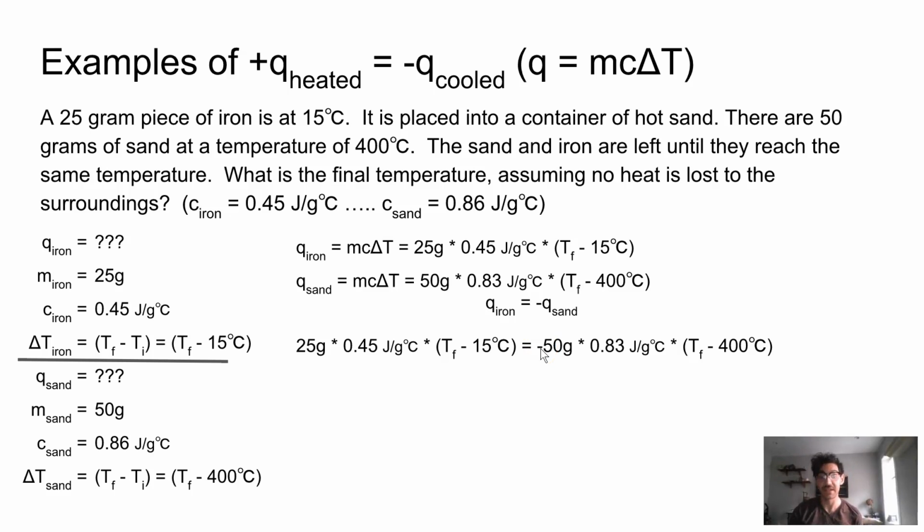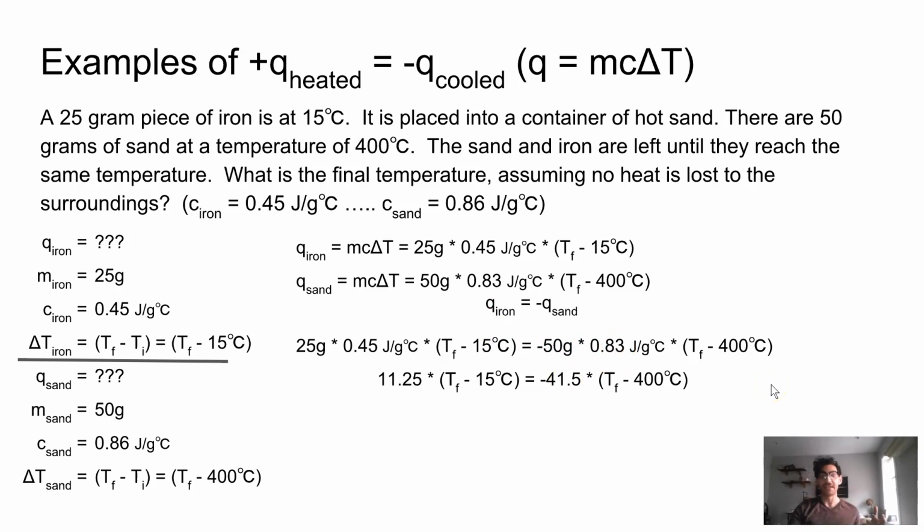Well, what I'm going to do next is simplify these terms. So I'll do 25 times 0.45, which gives me this number, and I'm going to drop most of my units at this point just for convenience in writing things out. I will reintroduce them later. And I'll also do negative 50 times 0.83, and simplify them to that.